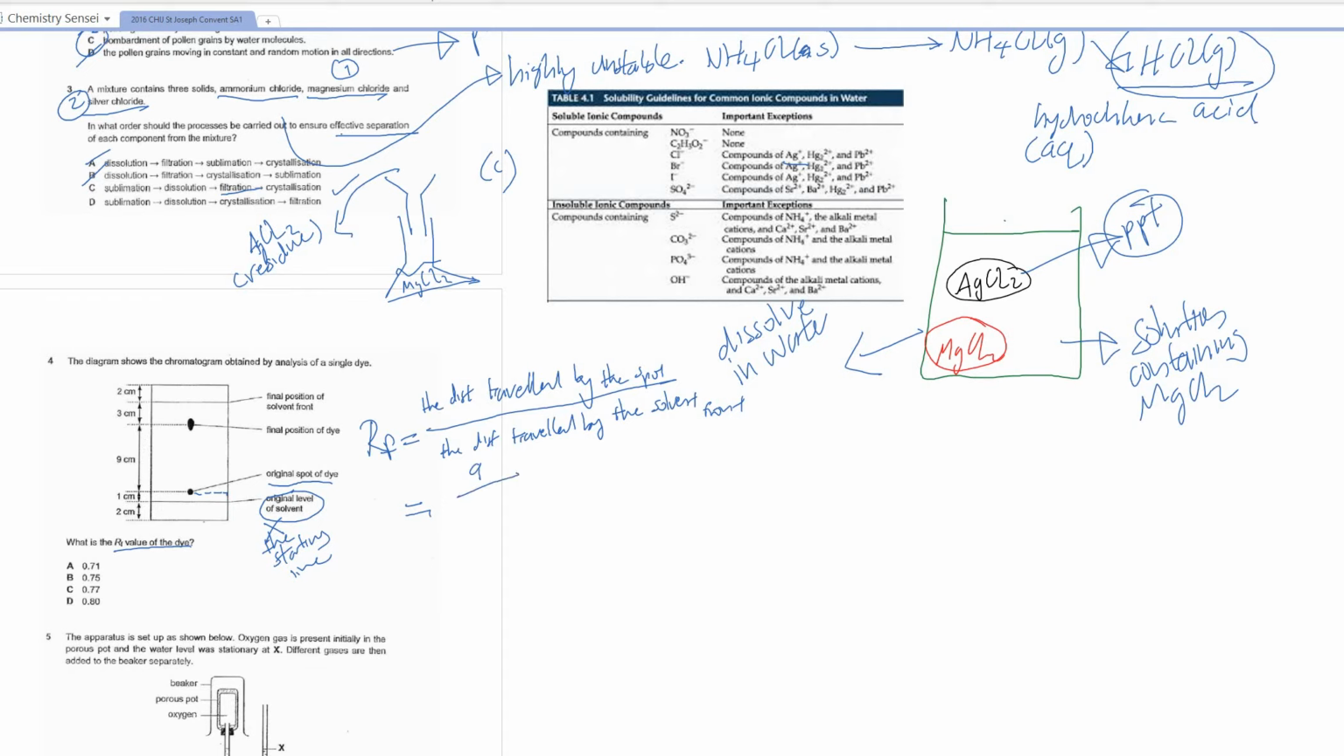The total distance traveled by the solvent is 9 plus 3. 9 plus 3 is 12. Once you simplify this fraction, you have the answer 0.75. So the correct answer is option B for question 4.